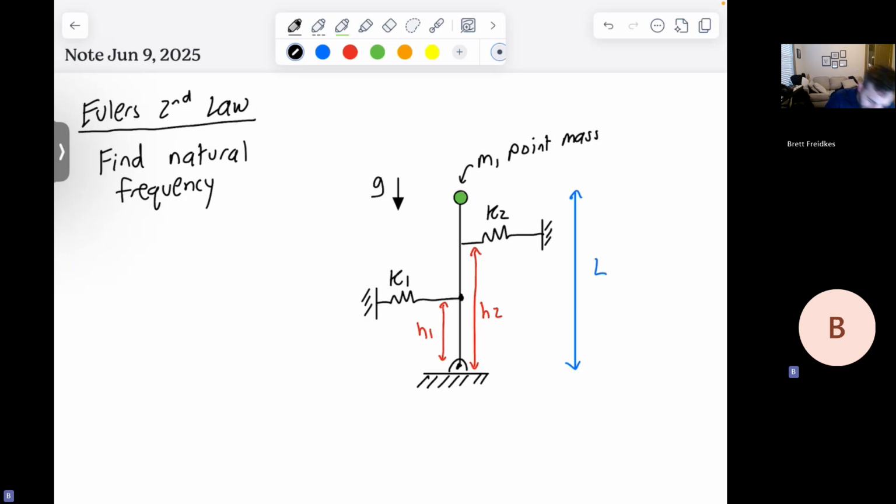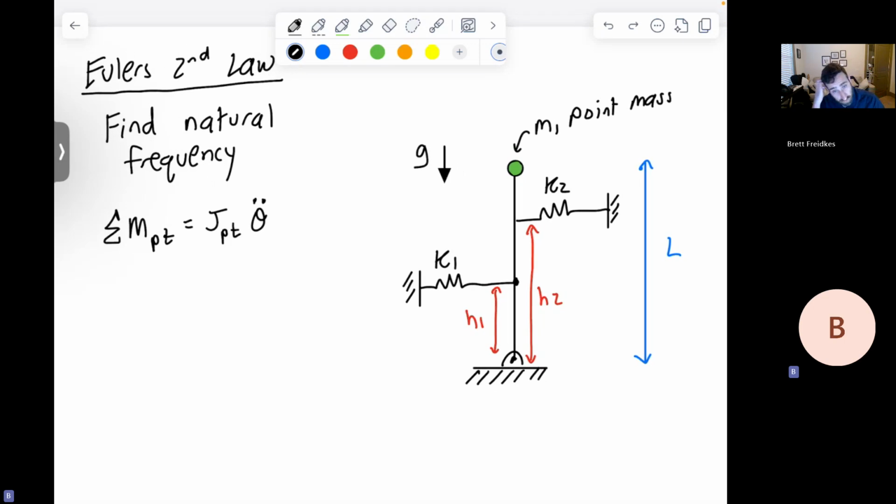Euler's second law looks very similar. This says that instead of summing forces, we sum moments about some point. That will be equal to, instead of ma, J, the mass moment of inertia about that point, times the angular acceleration as opposed to the linear acceleration. So this kind of looks like F equals m x double dot. It has the same type of form.